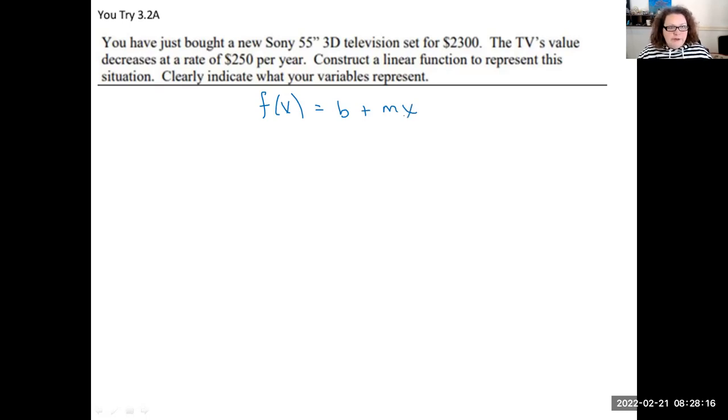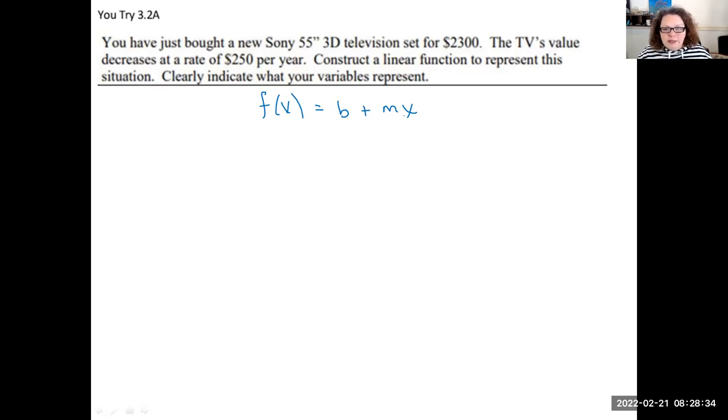All right, you have just bought a new Sony 55-inch 3D television set for $2,300. The TV's value decreases at a rate of $250 per year. Construct a linear function to represent the situation, clearly indicate what your variables represent.